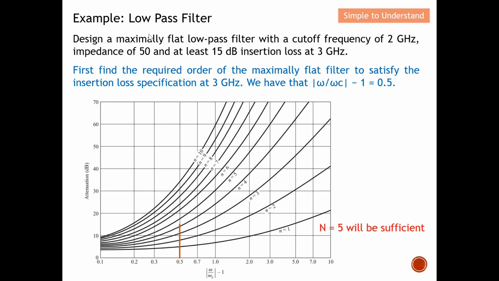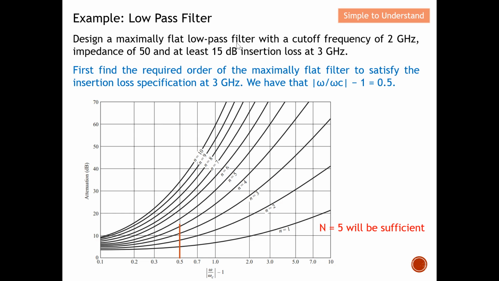So this is the first task that we are going to do. I'm going to show you how we can design a low-pass filter using lumped elements. Basically, this is the example here. We are tasked to design a maximum flat low-pass filter with a cutoff frequency of 2 GHz, impedance of 50 ohms, and at least 15 dB insertion loss at 3 GHz. So over here you can extract that the cutoff frequency of this low-pass filter needs to be at 2 GHz. We have input and output at 50 ohms, and we need to achieve at least 15 dB of attenuation when the frequency is at 3 GHz.